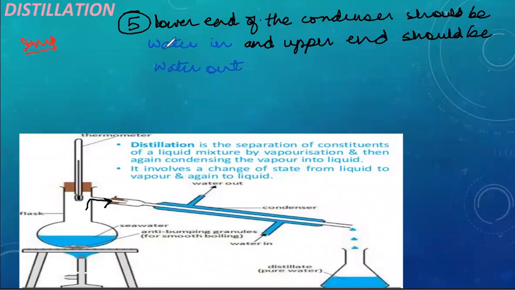This is a very important precaution we need to take, that the lower end of the condenser should always be water in, and the upper end of the condenser should always be water out. So the lower end should be connected to the tap, and at the upper end the water drainage should take place, connected to the pipe which is lying in the sink. The reason is that the lower end of the condenser should have an entry of cold water, so that all the vapors coming in condense out.